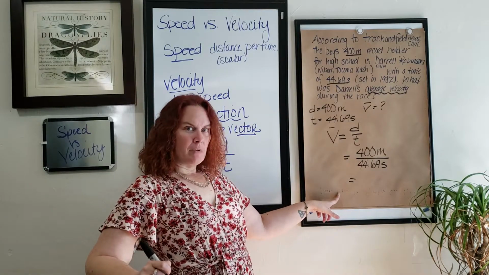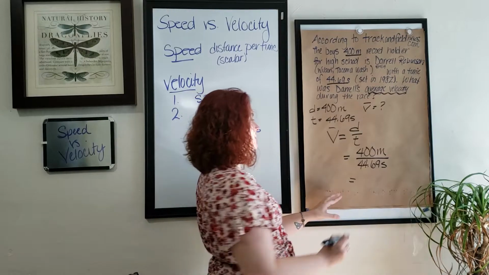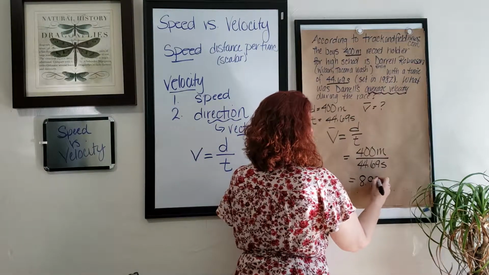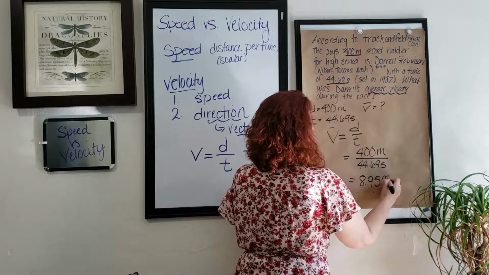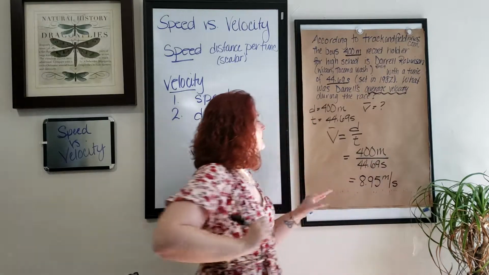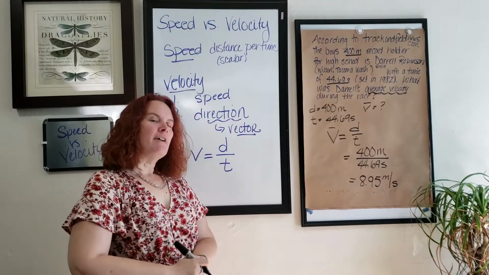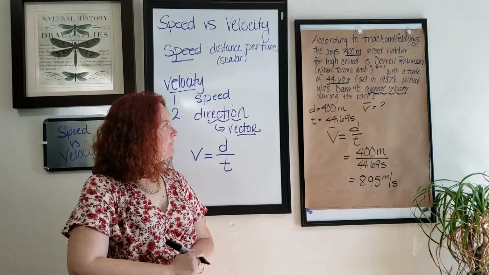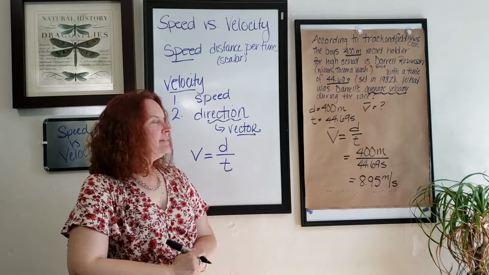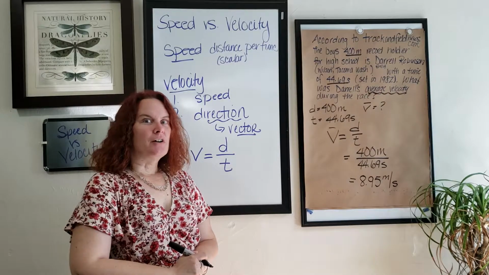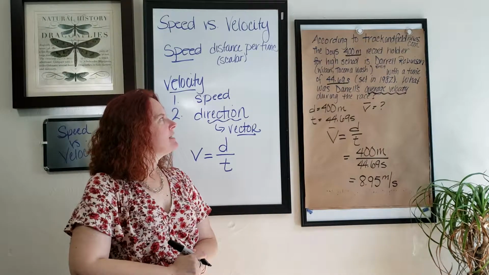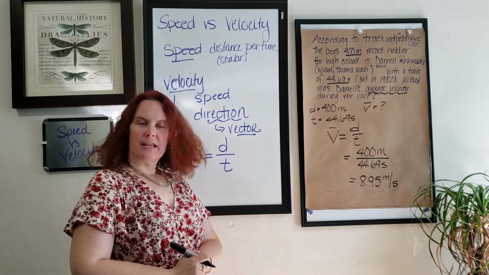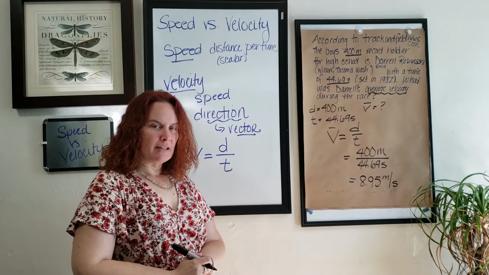When I did my math, what I got was that when he was running, his velocity was 8.95 meters per second. So there you go. If you want to set the 400-meter record, you're going to have to travel faster than 8.95 meters per second as you run.